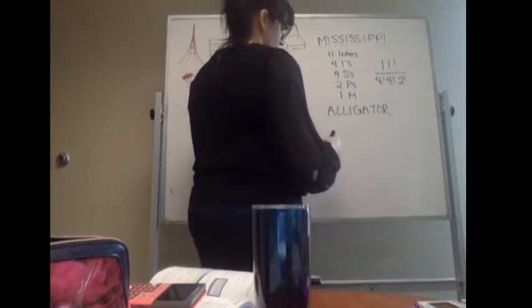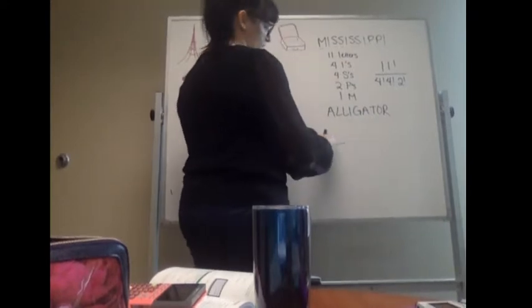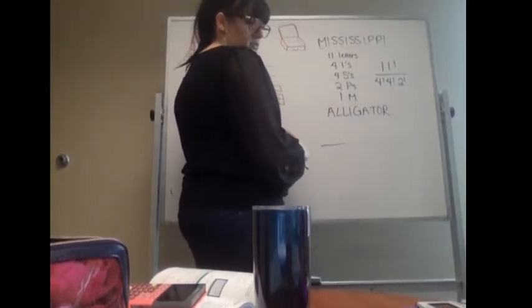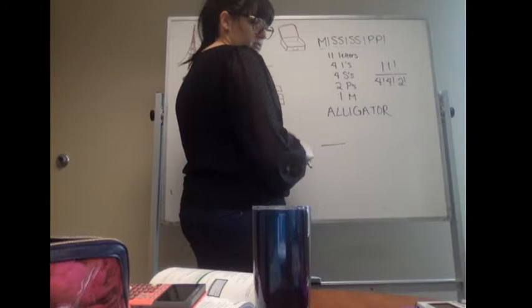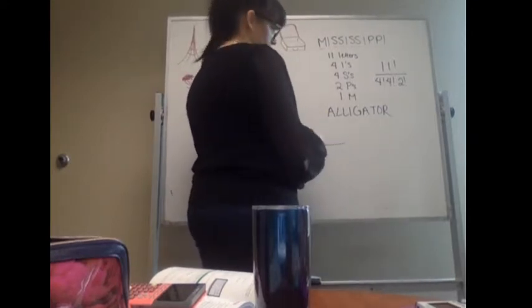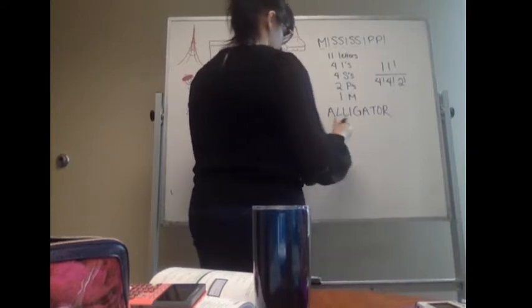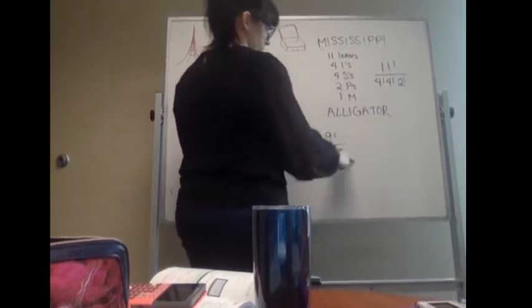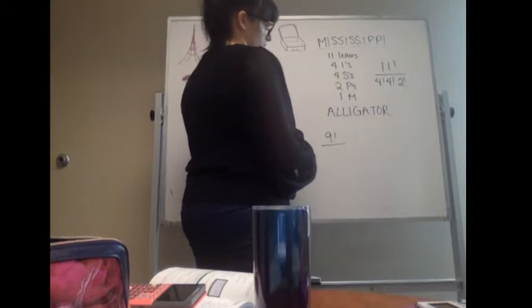What number would go on the top? The total. How many are there? Total letters, so 1, 2, 3, 4, 5, 6, 7, 9. Okay, and what goes on the bottom? The number of letters for each letter.